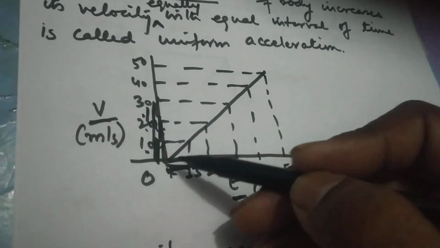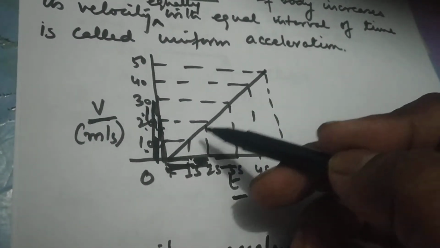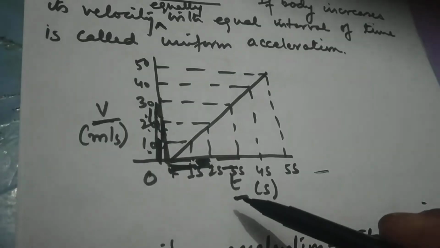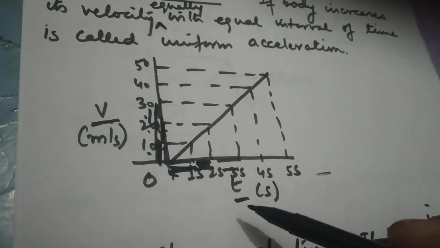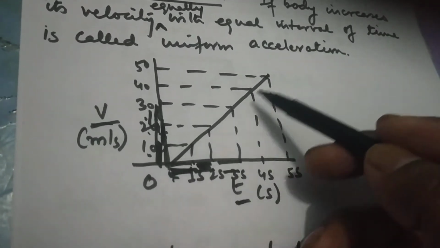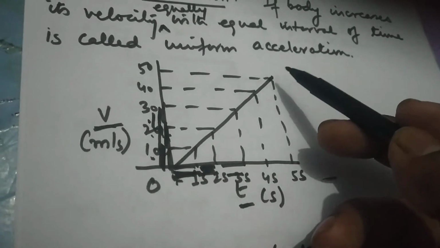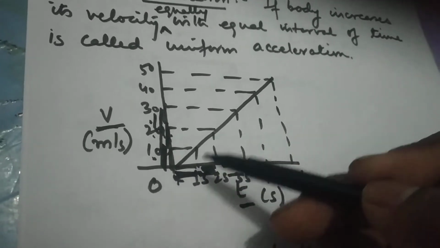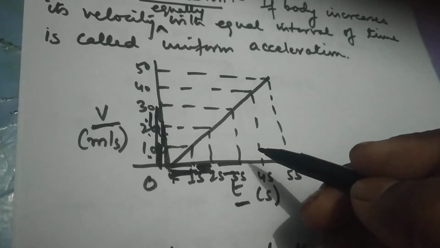And if you plot the graph, you get a straight line. So it has to be followed that for a uniform acceleration, we have to increase our velocity equally with equal interval of time, and the graph obtained in that case will be a straight line. So I hope this particular topic is clear to everybody.